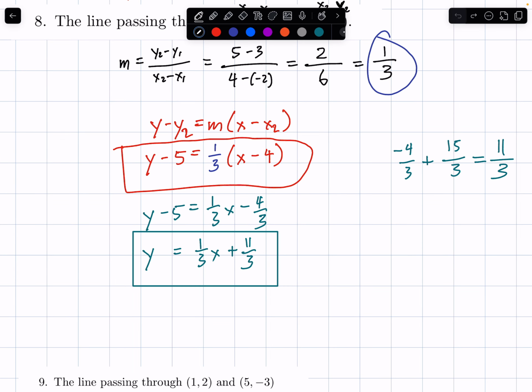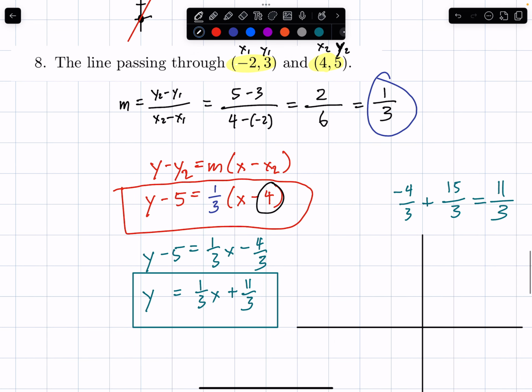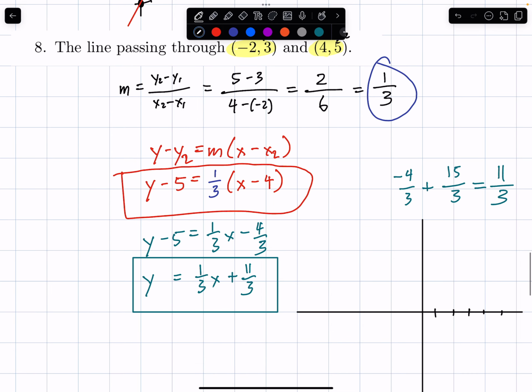Or I could use the point slope form. Let's use point slope form this time, since we've already practiced before in the first video graphing using 2 points. So what does my equation tell me? It tells me (4, 5) is a point. Oh, sorry, no. 1, 2, 3, 4, comma 5. So here's my first point, right? 4, comma 5. And then my slope is 1/3.